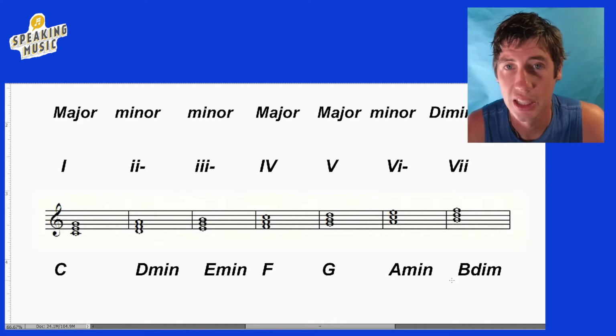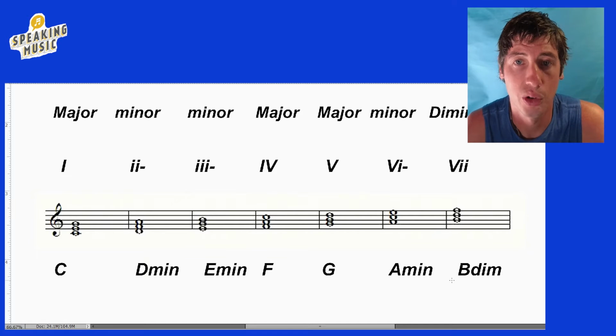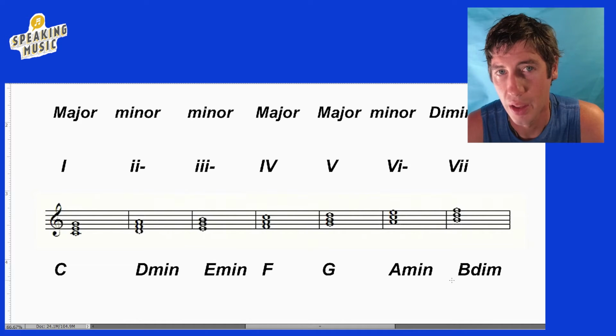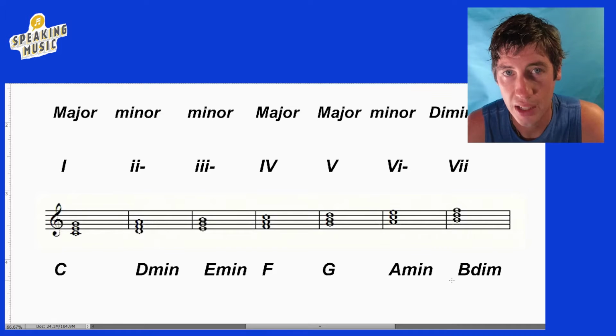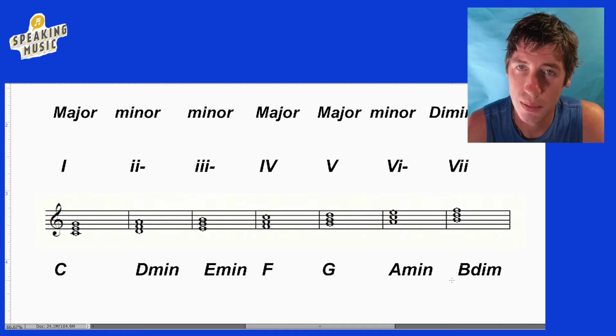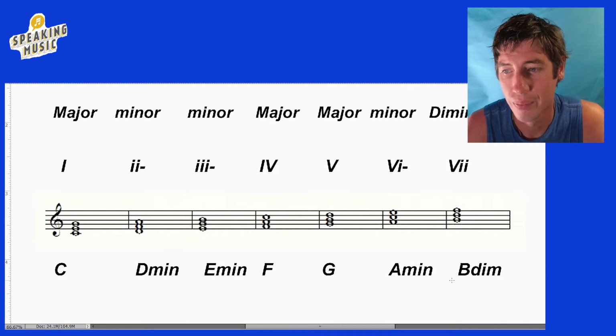So with that formula, if we're talking about the normal chords in the scale, let's take a look at C. Our one chord, which is C, would be C major. Then we have D minor, E minor, F major, G major, A minor, and then B diminished.